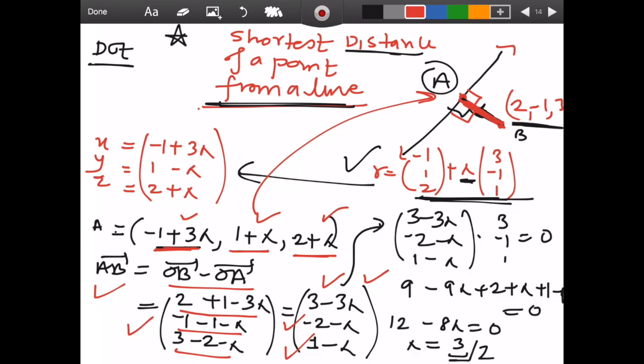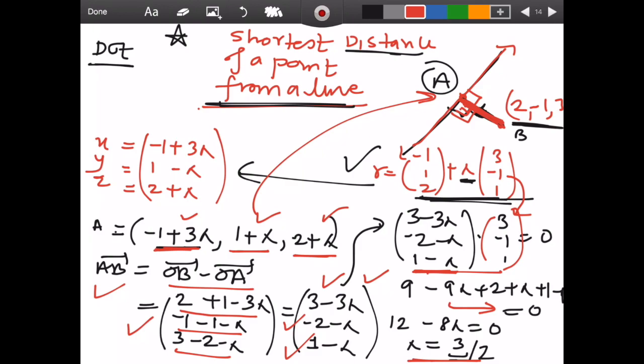Now, this vector is perpendicular to the given line. So if I take the direction vector of the line, which is (3, -3, 1), and take its dot product with AB, which is this vector, it should be 0. That's what I'm doing. If I equate this to 0, I get the lambda value as 3/2.